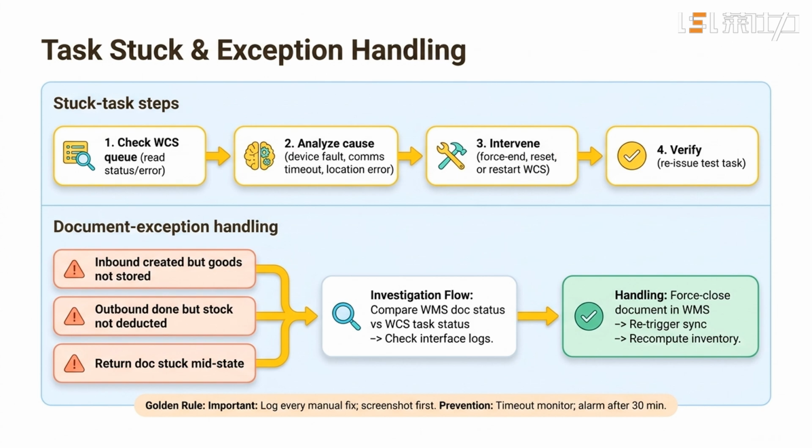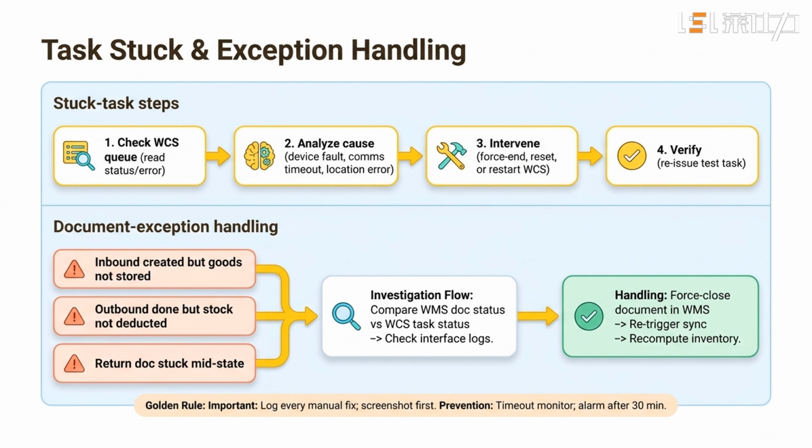Troubleshooting a stuck task takes 4 steps. 1. Check the WCS task queue to find the stuck task. 2. Analyze the cause: a device fault that interrupted the task, a comms timeout, or a location detection error. 3. Intervene. Force-close the stuck task, reset its status, and restart the WCS service if needed. 4. Verify recovery. Reissue a test task to confirm normal operation.